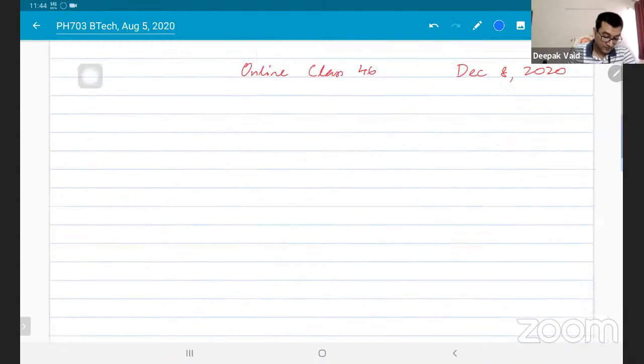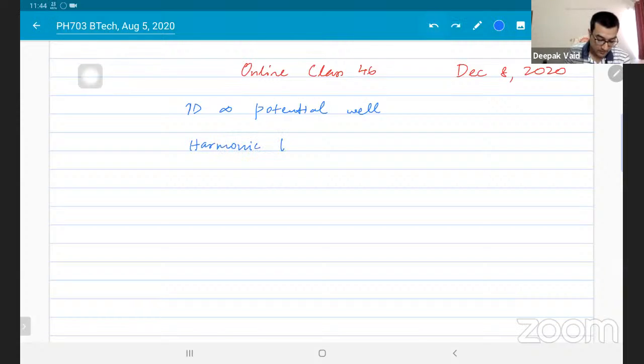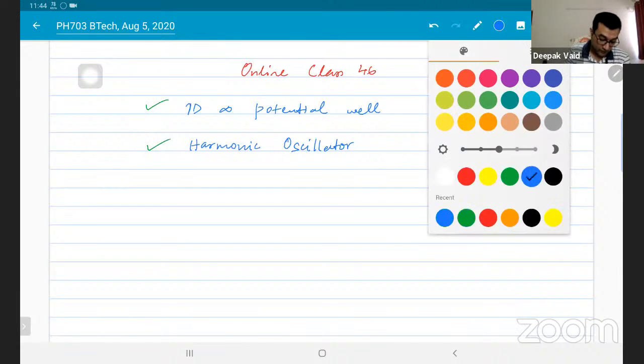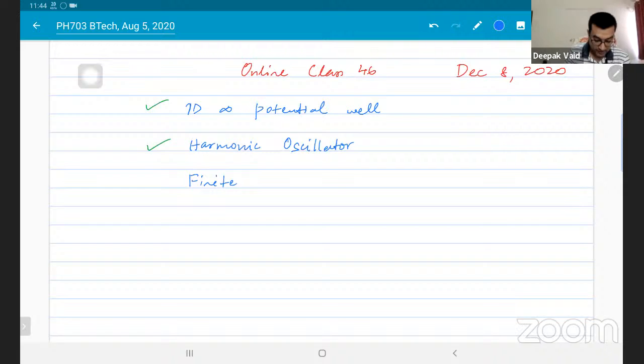Okay. All right. So let's talk about a new problem today. We have talked about the 1D infinite potential well. We have talked about the harmonic oscillator. One of the things we need to talk about is the finite potential well in 1D. We'll talk about that later.